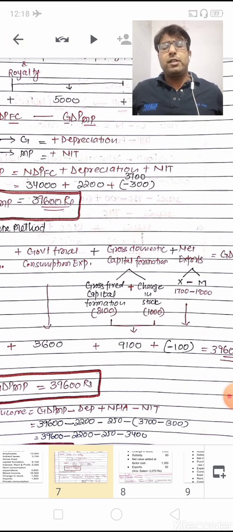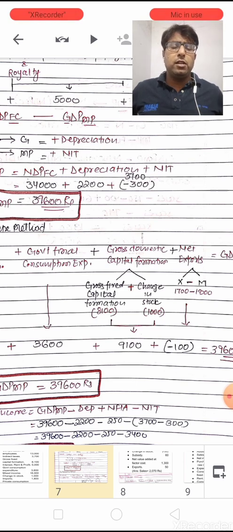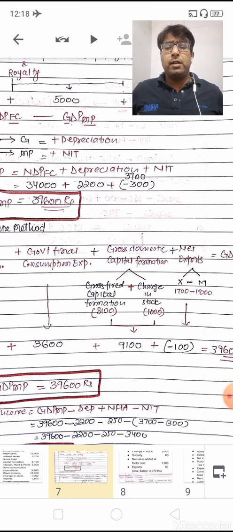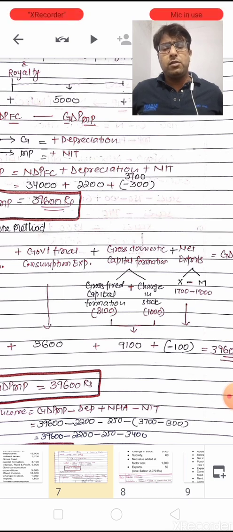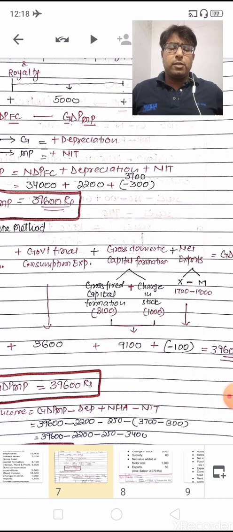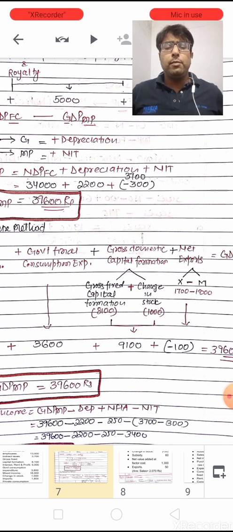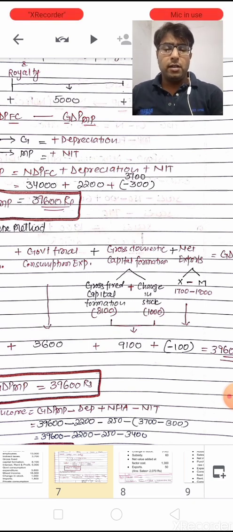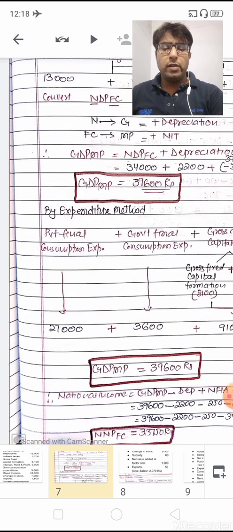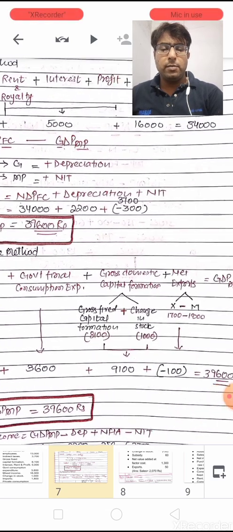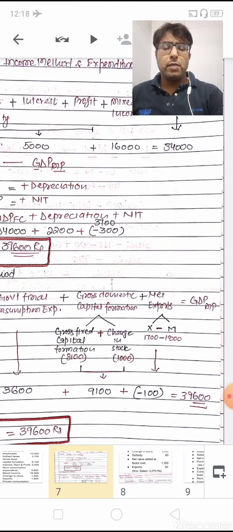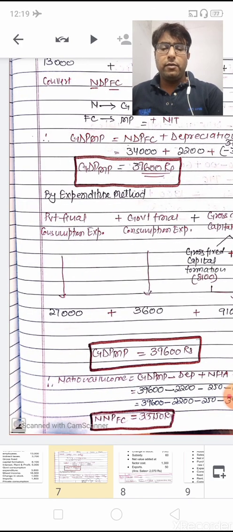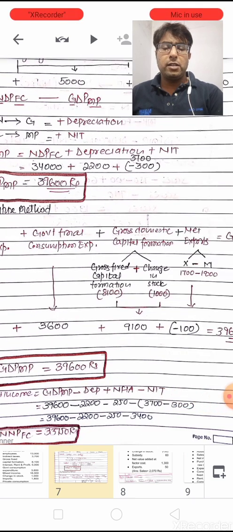So gross fixed capital formation plus change in stock, that is 1,000, becomes the value of gross domestic capital formation, that is 9,100. Whereas net export is export minus import, 1,700 minus import, which is 1,800. Therefore the value of net export becomes minus 100. So when we add all these values, 27,000 plus 3,600 plus 9,100 plus minus 100, we get 39,600. This is the value of GDP-MP, and we have been asked to find out national income by expenditure method.